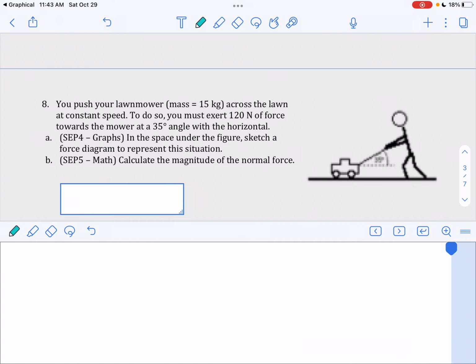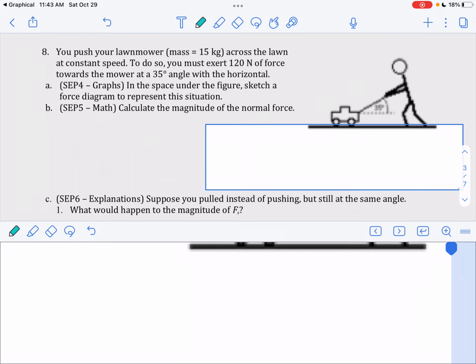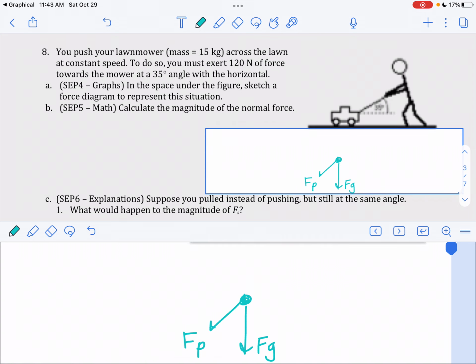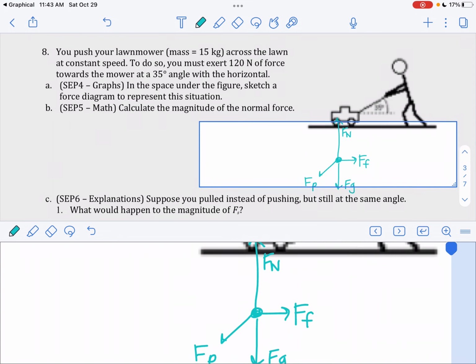All right, let's do this one. So we have to draw an FBD first. Even if we weren't asked to, we should. So we've got a force of gravity. We've got some sort of push force from the lawnmower. We've got a normal force, which I'm drawing really big, and we have a force of friction that is opposite the direction that it's moving. And it's moving to the left because we know that he's pushing it to the left.